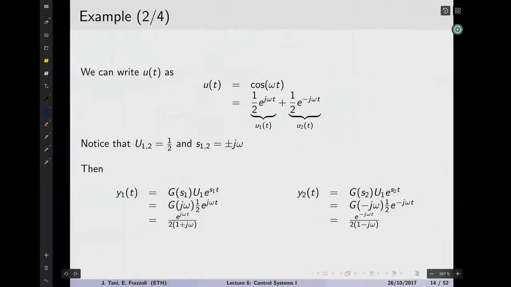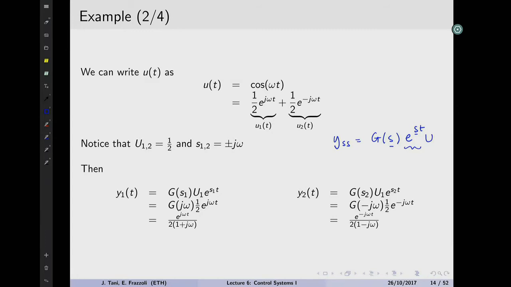So what's the strategy here to actually find the answer? It's what we've been saying up to now. U of t can be expressed as a sum of two of these elementary terms. Let's find the outputs corresponding to the two individual elementary terms, put them together, and we're done. We have to remember that the output at steady state is equal to the transfer function evaluated at the point in frequency of this exponential signal. And of course, if the input is scaled by some number, the output is scaled as well, always for linearity.